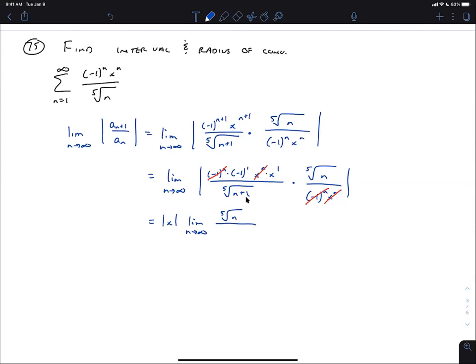And then on the bottom, same deal. The fifth root of n plus 1 stays in the limit, but can come out of the absolute value. Does everybody follow that? Any questions?